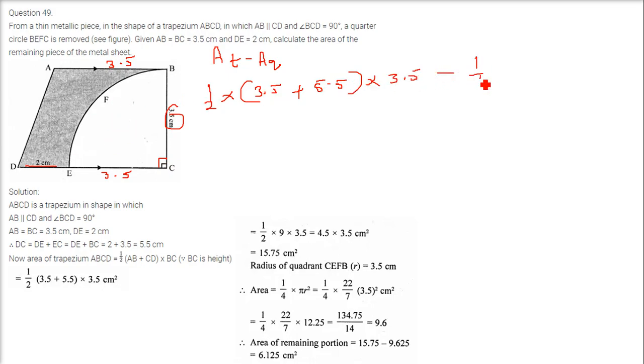We know that it is 1 by 4 pi r square. R is given as 3.5, so you just write it as 7 by 2. This is what you have to do. So when you compute this, this will be 15.75. When you compute this, this is going to be 9.6, and the difference will be 6.125 centimeters square.